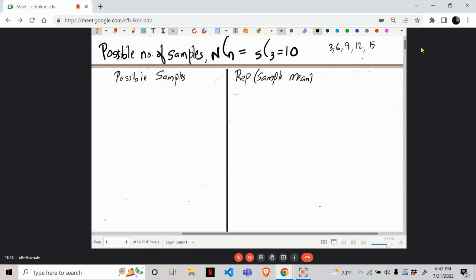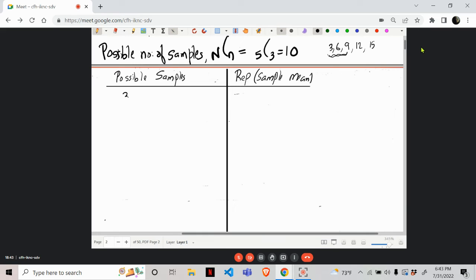Yes, sir. And how many samples should we take, Sushmita? No, how many members should be there in the sample? What's the sample size? 3. 3, sir. Yeah, 3. So do it very systematically.